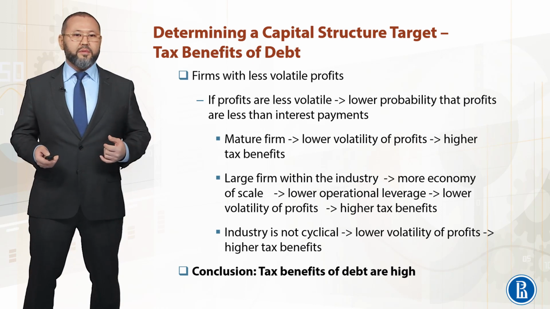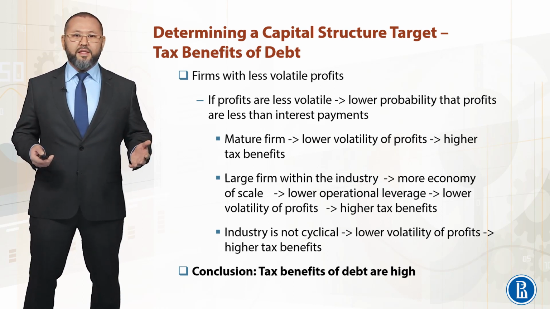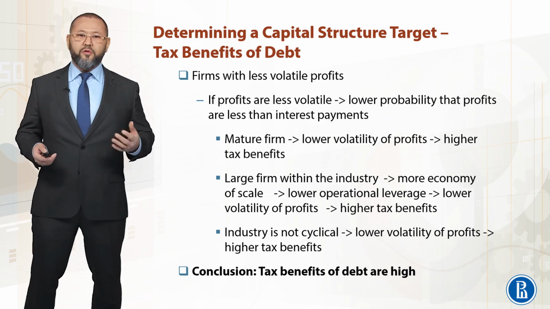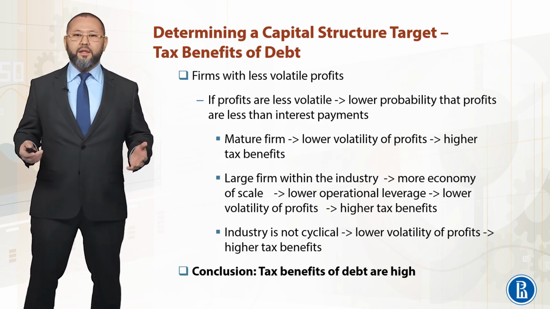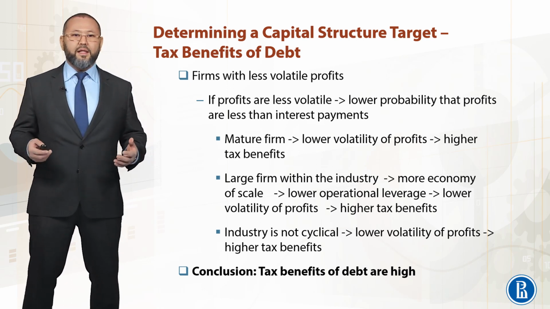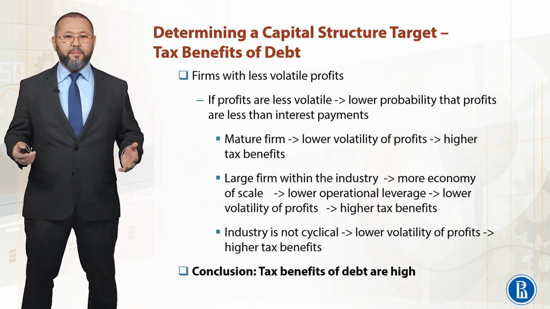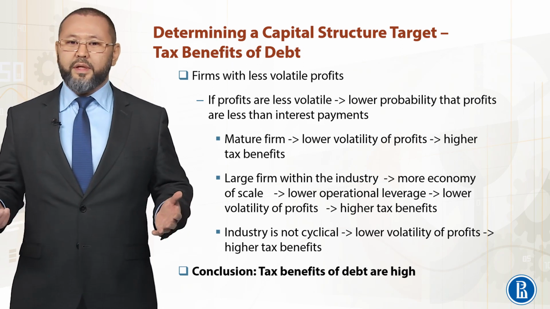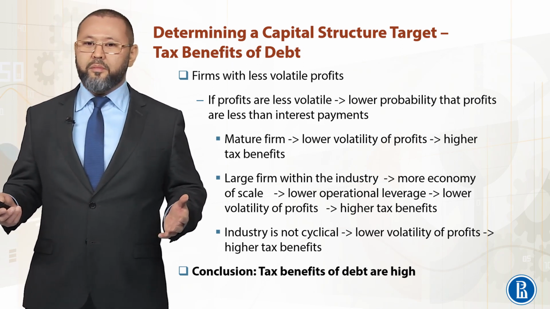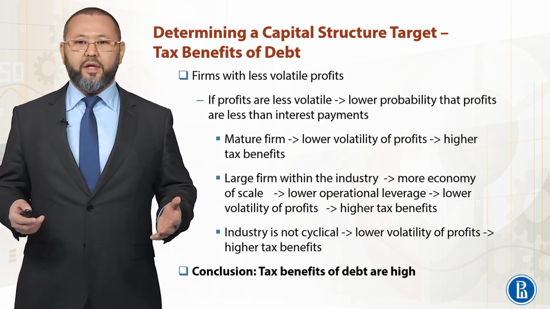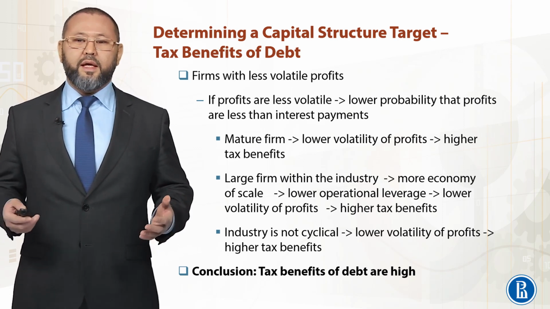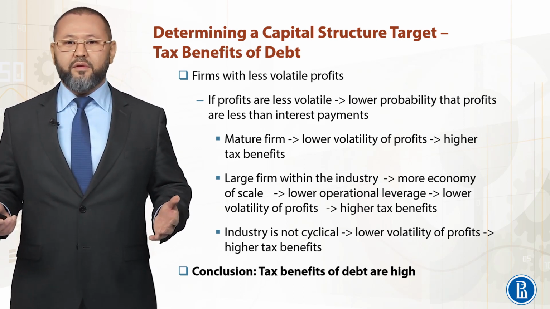The second type is the firm with less volatile profits. So if profits are less volatile, that means that there is a lower probability that profits are less than interest payments. And our company is a mature firm. That means that we have lower volatility of profits and therefore higher tax benefits.